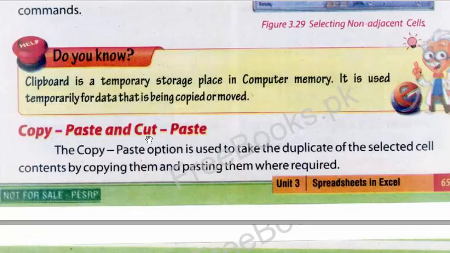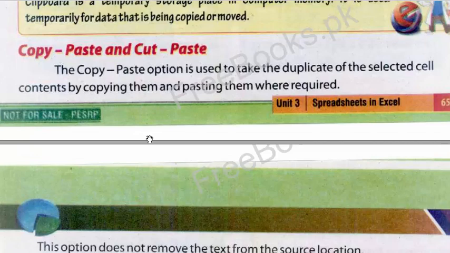Copy paste and cut paste. Copy paste means that you copied a thing and pasted it in another place, whereas the original one still exists. Cut paste means that you cut a thing from one place and paste it to another, while the original is removed. You can say cut and paste means that you moved one thing from one place to another.